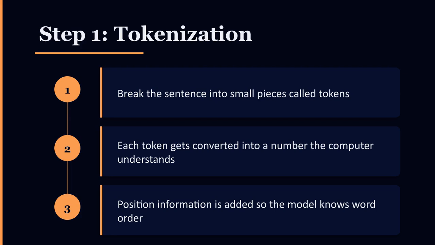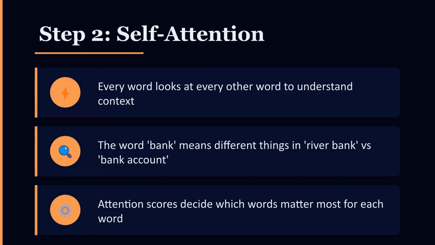Here's where the magic happens. Self-attention is the transformer superpower. Every word in the sentence looks at every other word and asks, how relevant are you to me? Take the word bank. In riverbank, it should pay attention to river. In bank account, it should focus on account. The model learns to assign attention scores that capture these relationships automatically.